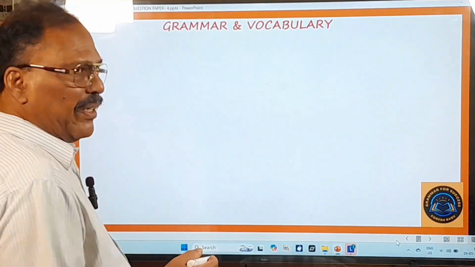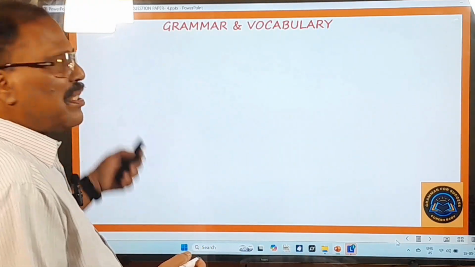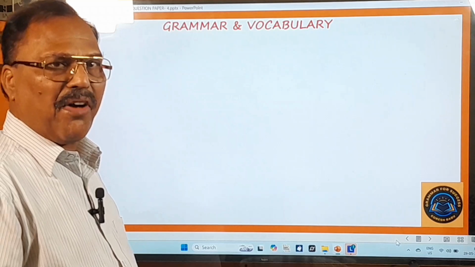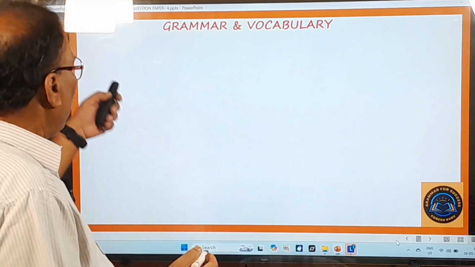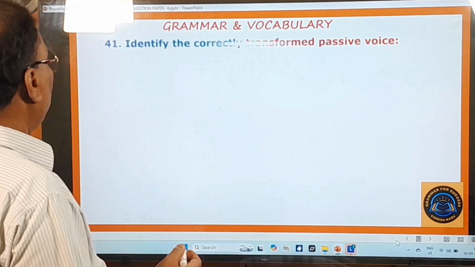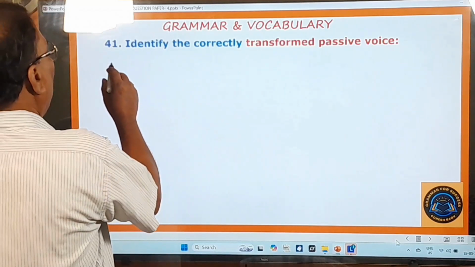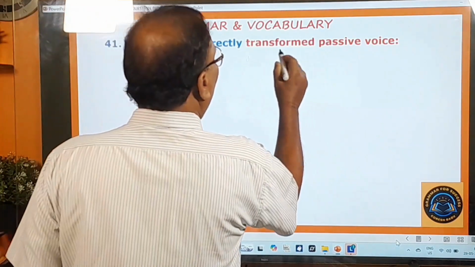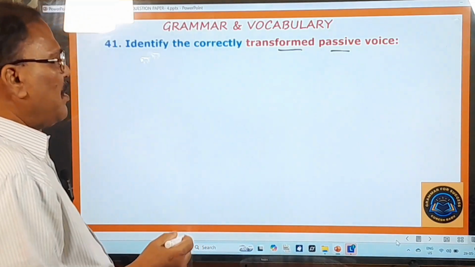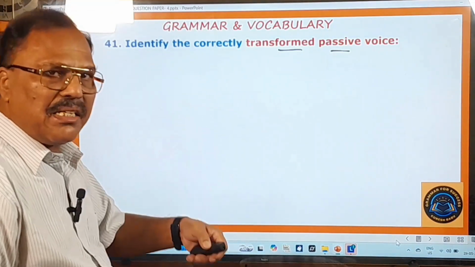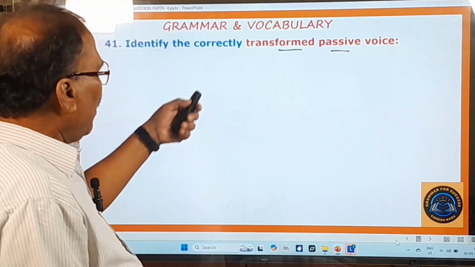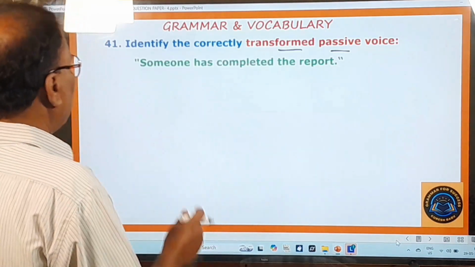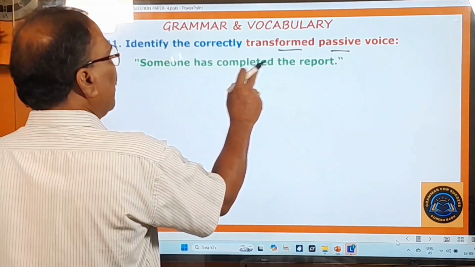Grammar and vocabulary, you know very well, and the questions will begin in the question paper from 41st question onwards, that I have been telling you right from the beginning. And now you look at the question number 41, and here you pay attention. Identify the correctly transformed passive voice. That means, he has given you some sentence in the active voice that you have to change into passive voice. Okay, and what is that active voice sentence? Someone has completed the report.